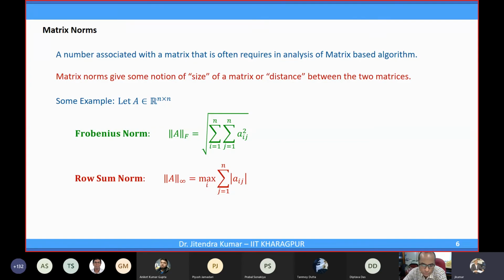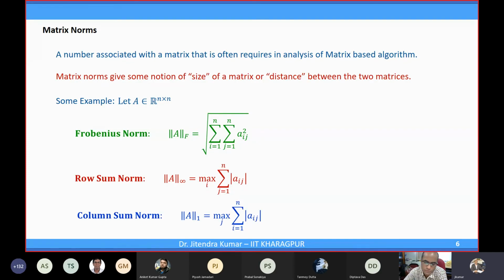And there is a row sum norm also, where you are summing the rows. You sum each row and then get the maximum out of it. So if you have, say, 3 rows, then you sum each row and out of these 3 numbers you choose one. That is your row sum norm. All of them have some significance in terms of matrix distances. We will see some applications indeed. That's what we are just defining now.